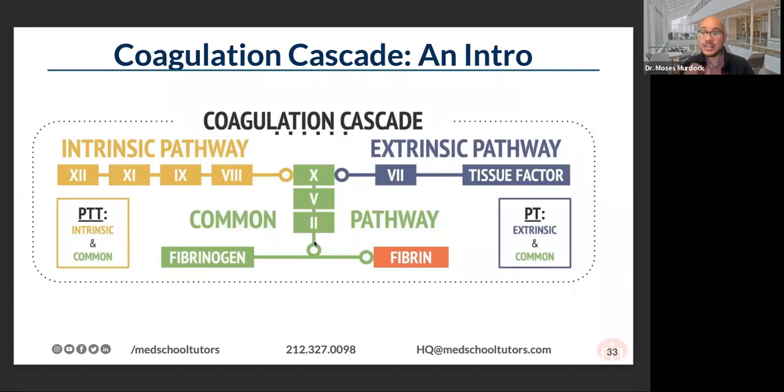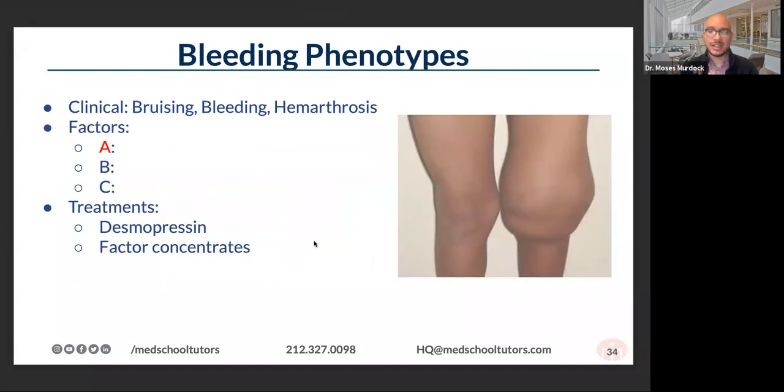And there are diseases that target many of these individual factors. So for instance, factor 5 Leiden, which we may get to, or the deficiencies in some of the intrinsic pathway factors. If you can keep this straight and keep the big picture in mind, I think that would go a long way. So let's see how many vignettes we can get through, and then we'll open it up to questions. Nate, tell us about some of these bleeding phenotypes.